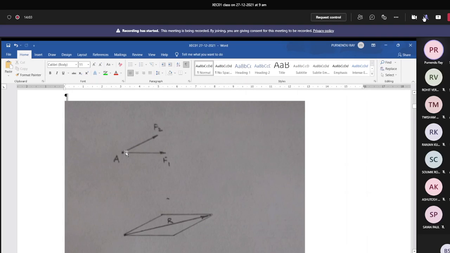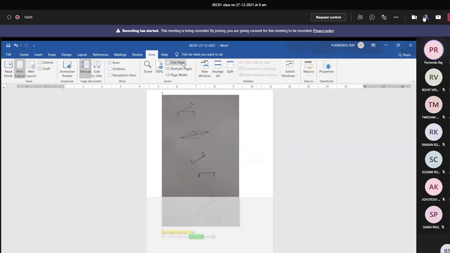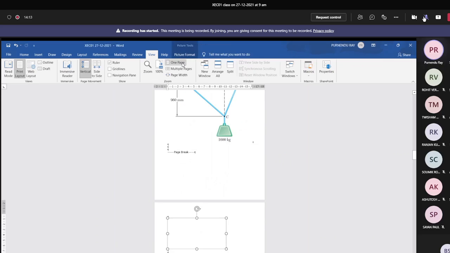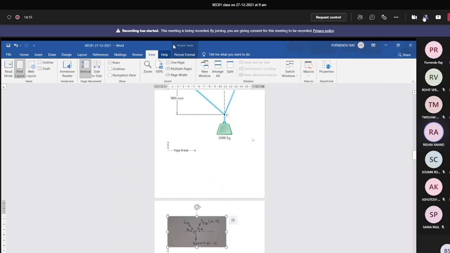And directly we use that Lami's theorem for some kind of problem that we discussed in some previous class in this way. Sir, is Lami's theorem applied in equilibrium condition only?